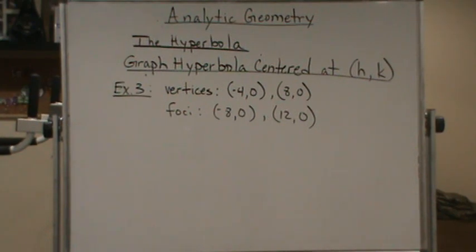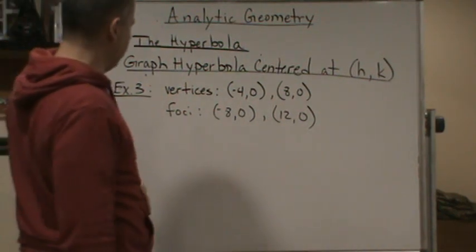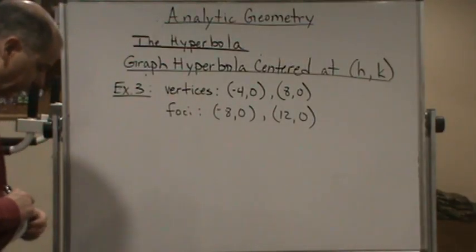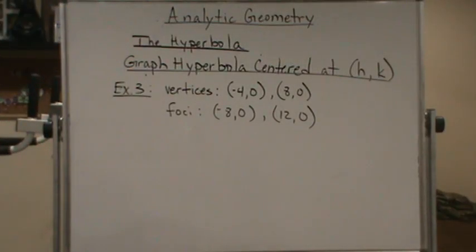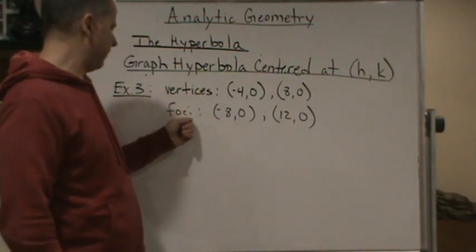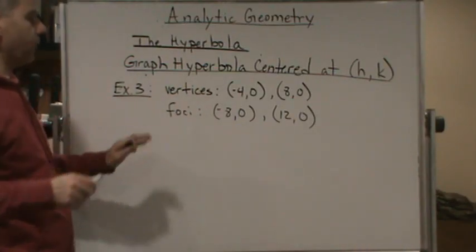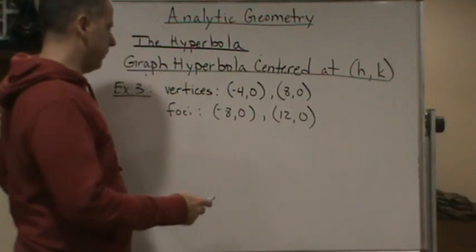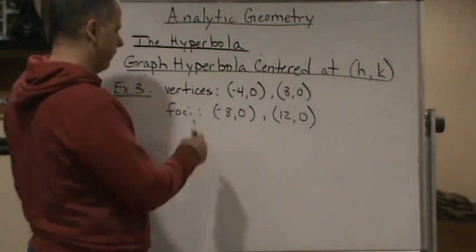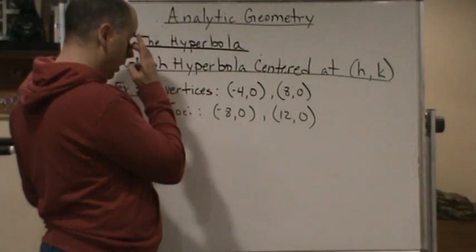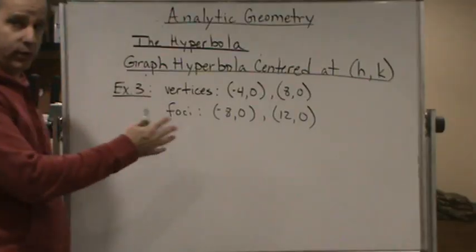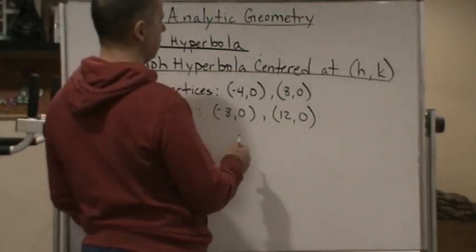All right, welcome back. So now what they're doing here in this example is they give us points, and they give us the vertices and the foci. From here they want us to graph the hyperbola. Now, a couple of things here. Remember that the vertices are equidistant from the center, and so are the foci. So it doesn't really matter which one you use, but let's use the vertices.